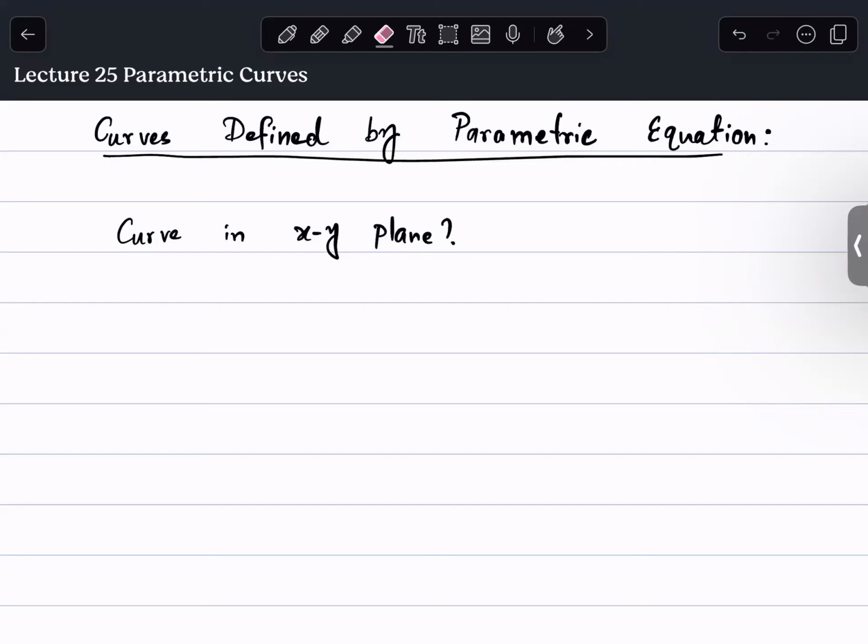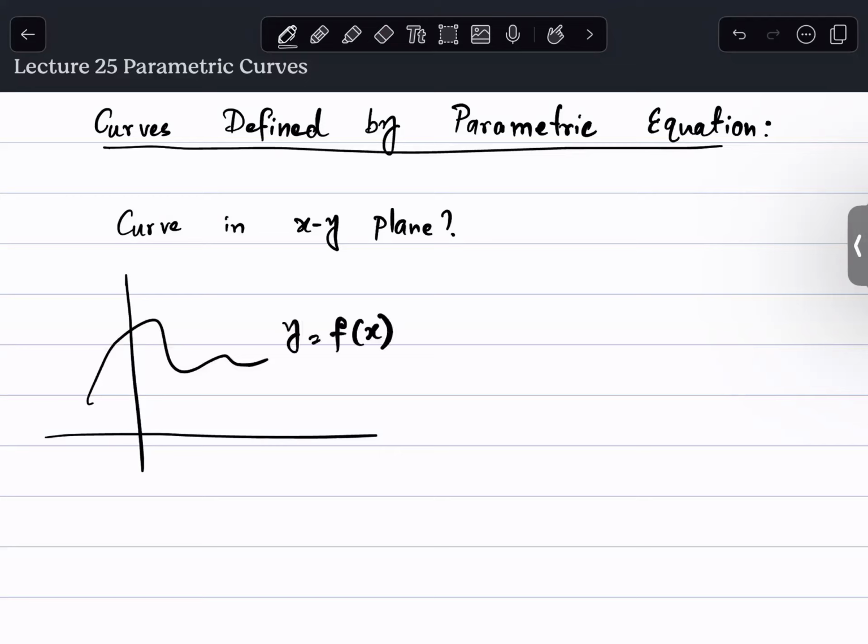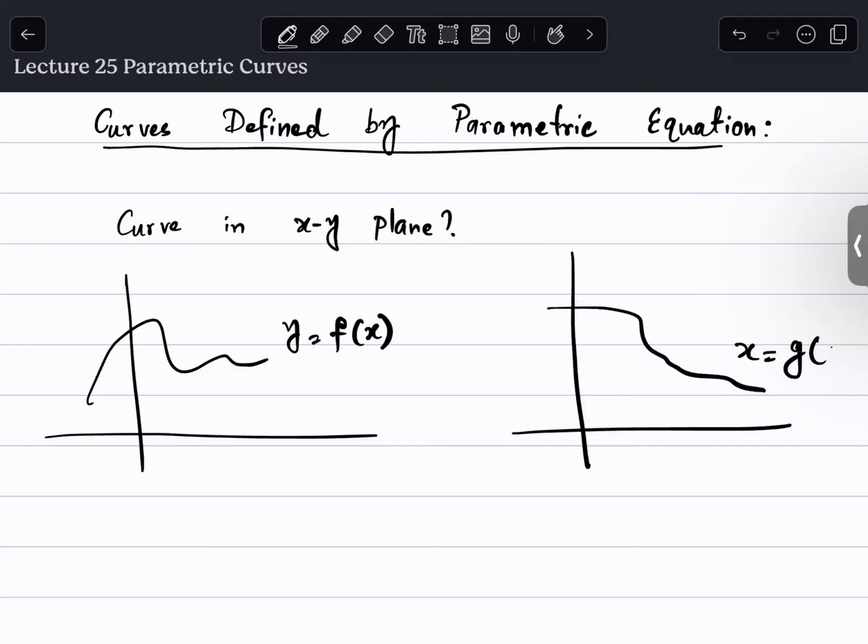Okay, so how to define curves using parametric equations, that is the main concern. But before that, the question is how curves in the XY plane look. There are two ways you can define a curve in the XY plane. One might be y equal to f of x. This is one standard form, and the other is when you define something like x equal to g of y.